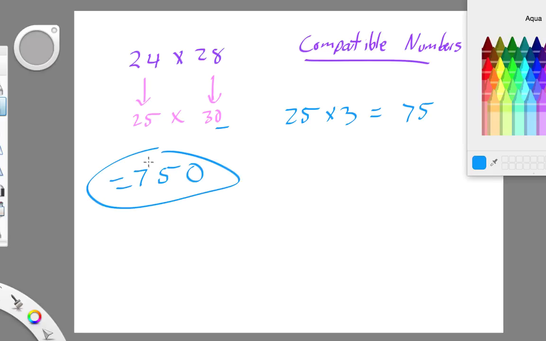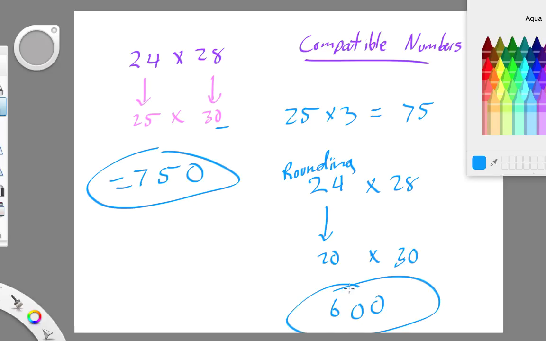And that's a pretty cool way to do it. That's mental math. That's called a compatible number. If we rounded, we would have rounded 24 times 28 using rounding. Let me just make sure we're not confused here. 24 rounds down to 20, and 28 rounds up to 30. And 2 times 3 is 6, plus our 2 zeros is 600. And 600 is a fine answer. There's nothing wrong with that. 750 is closer to the right answer.